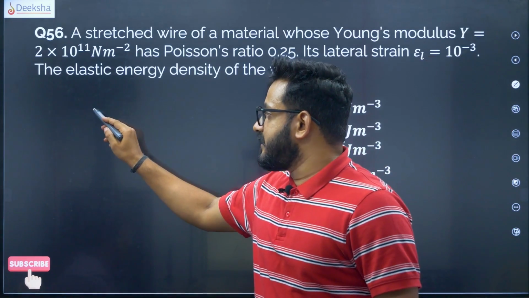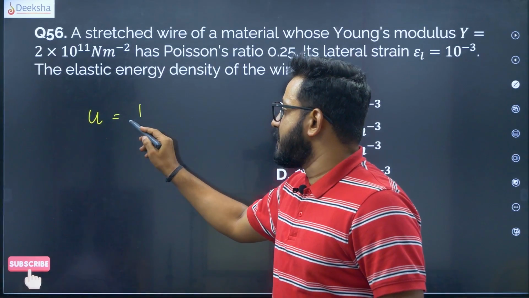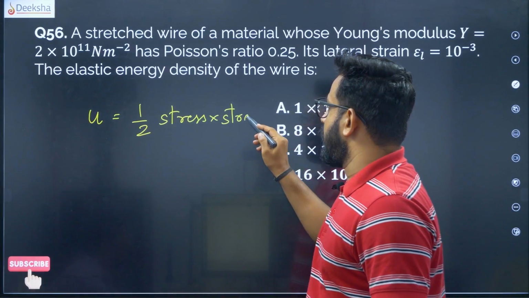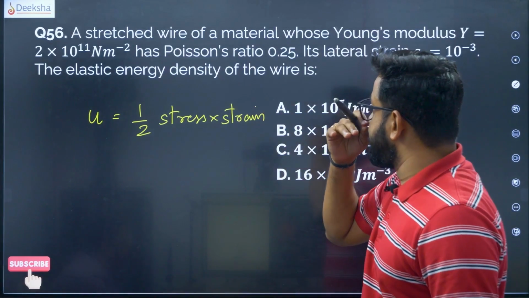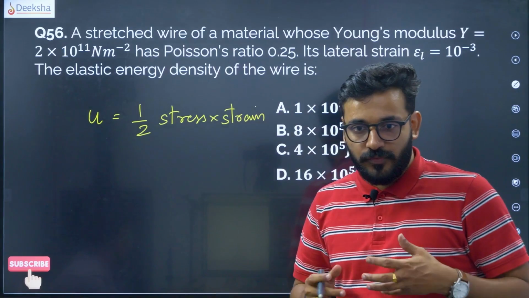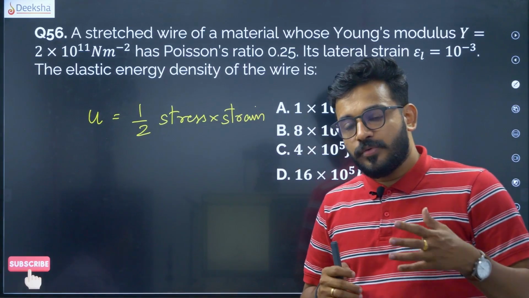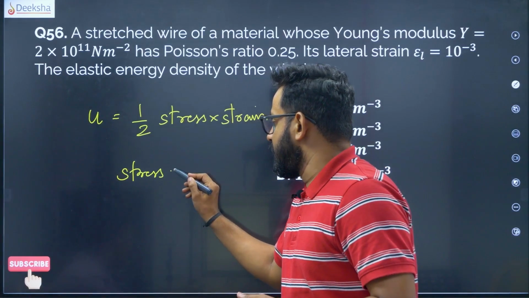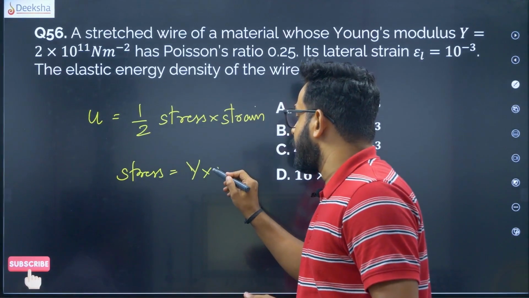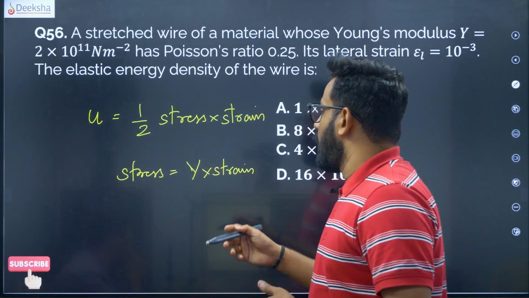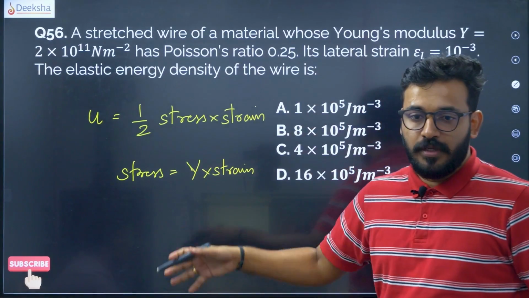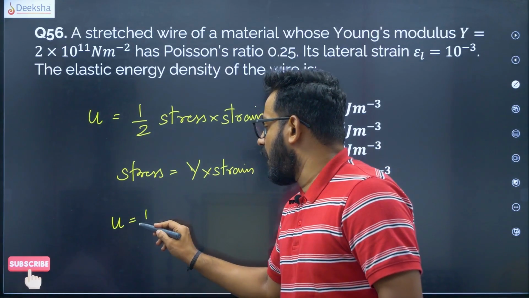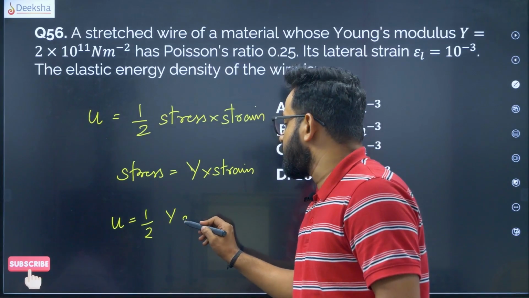The elastic energy density, small u, is given as half into stress into strain. Correct. Fine. So now, the stress and strain directly, there is no use of applying it here. What you can do here is substitute in place of stress: stress is equal to Young's modulus into strain. Okay, so you can use this substitution. Why? Because Young's modulus is stress by strain. So if you utilize this in this particular equation, you will get u is equal to half into Y into strain square.